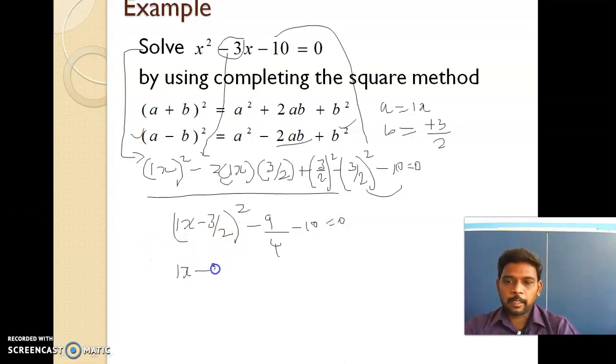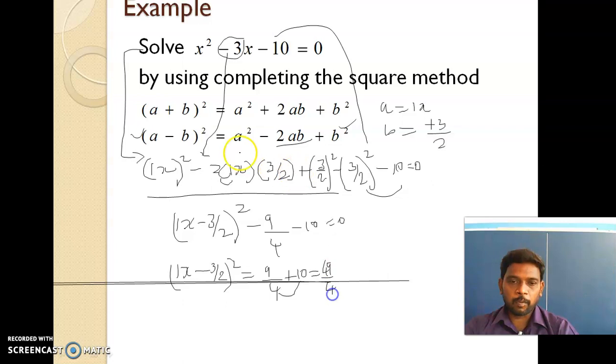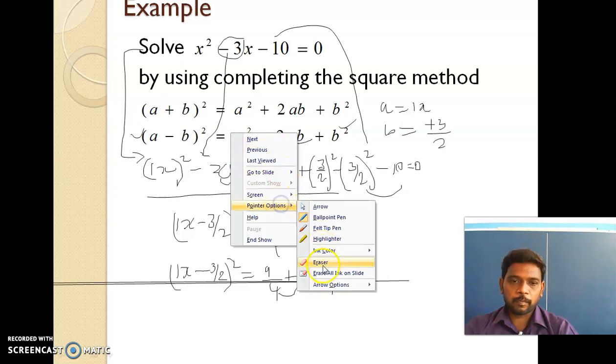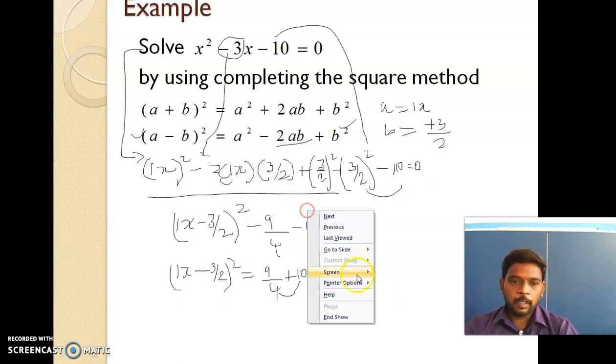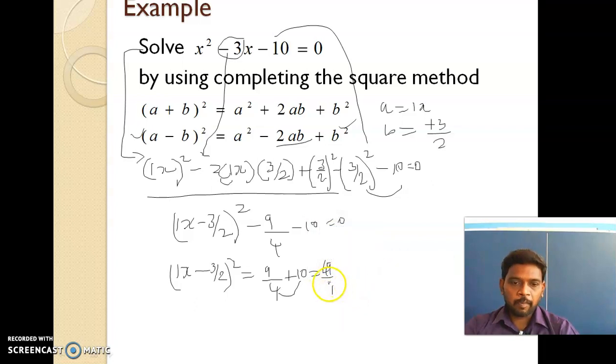So (1x minus 3 by 2) whole square, and transpose the last 2 terms to the right hand side. So it will become plus 9 by 4 and plus 10. So if you simplify this, you will get 4 tens are 40, 40 plus 9, 49 by 4.